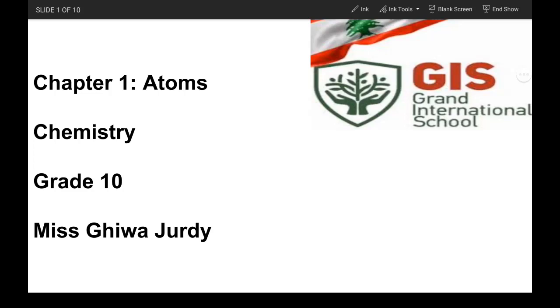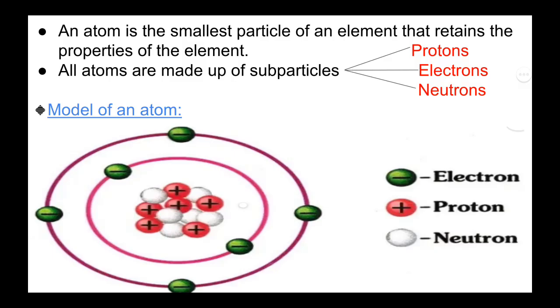The first chapter we're going to start with is the atom. As we took previously in grade 9, an atom is the smallest particle of an element that retains the property of the element, which means that an atom has the same property as the element it belongs to. Atoms are made up of subparticles, or smaller particles, that are protons, electrons, and neutrons.